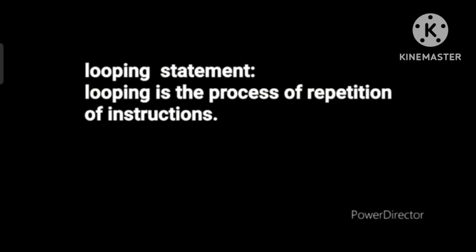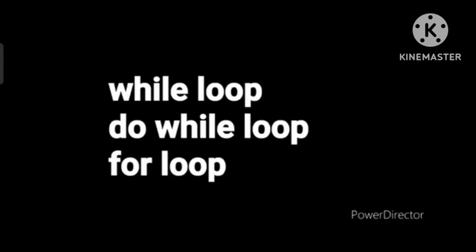Looping statement or iteration statement. Looping is the process of repetition of instructions. Every loop contains an initial value, condition, body, and increment or decrement. C supports three types of looping or iterative statements. They are while loop, do while loop, and for loop.